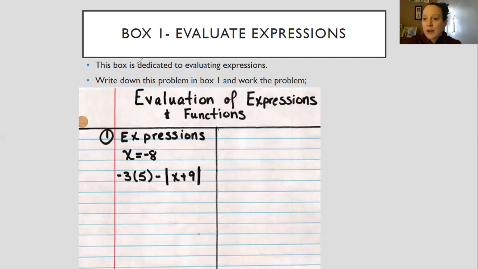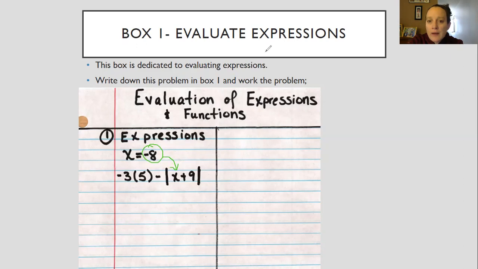You know how to evaluate an expression. So you're given -3 times 5 minus the absolute value of x plus 9. Now what it's asking you to do is, if x is -8, what is the value of this expression? In my class, we've been writing all of our inputs in green. So that's what that looks like.